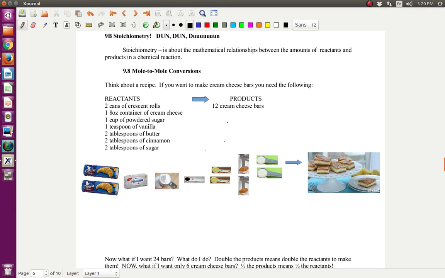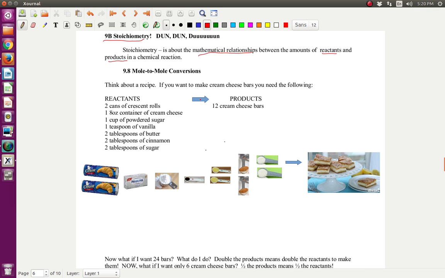I need you to pull out your Chapter 9 notes and turn to the section on Chapter 9b on Stoichiometry, right here. And it says dun dun dun because this is the harder stuff. But as long as you follow things step by step, you'll be fine. First of all, stoichiometry is about the mathematical relationships between the amount of reactants and the products. Okay, and it's very, very similar to a recipe.